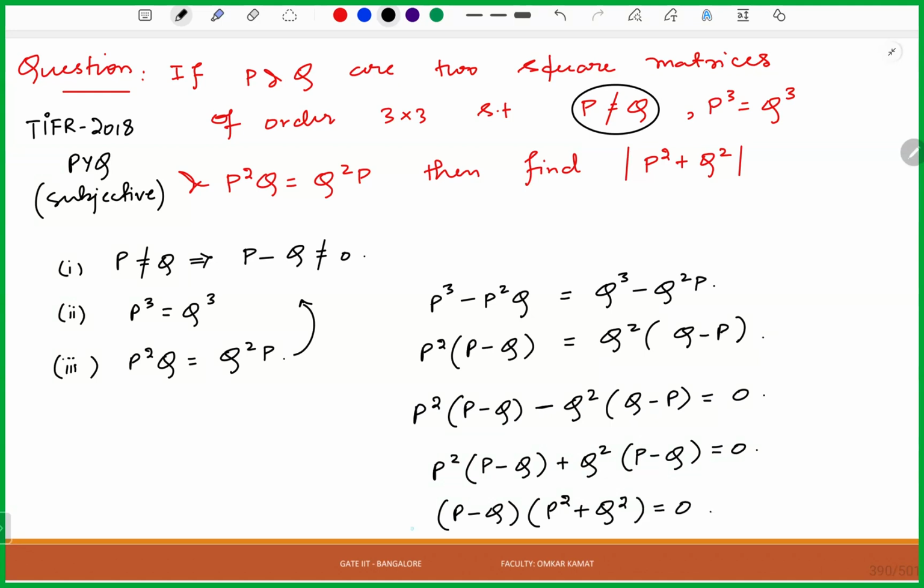The remaining will be P square plus Q square is equals to 0. Now if you see over here, I'll apply determinant on both the sides. So here also determinant of 0 is nothing but what? 0. It will be a null matrix. Fine. I'll write down like this. Understood?